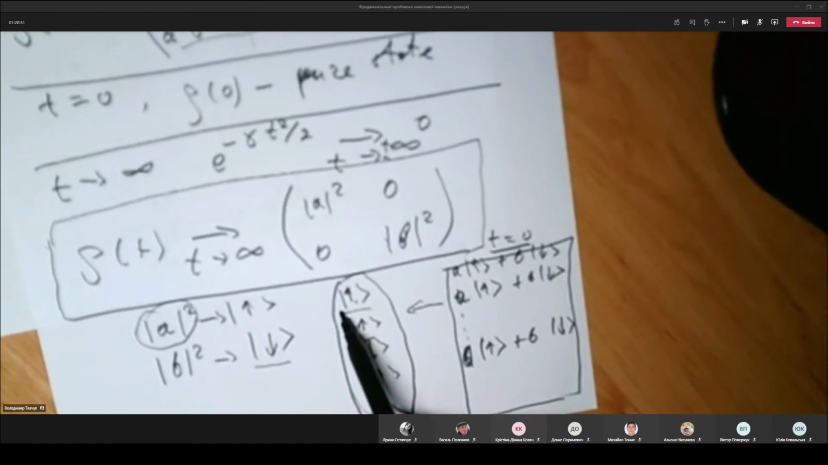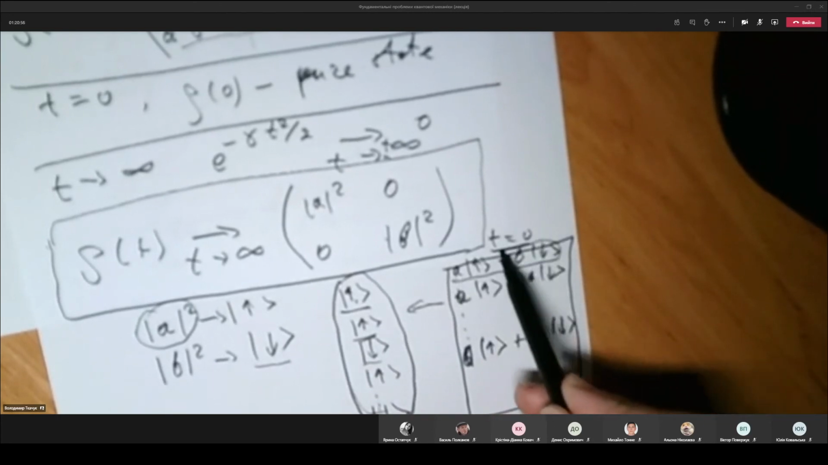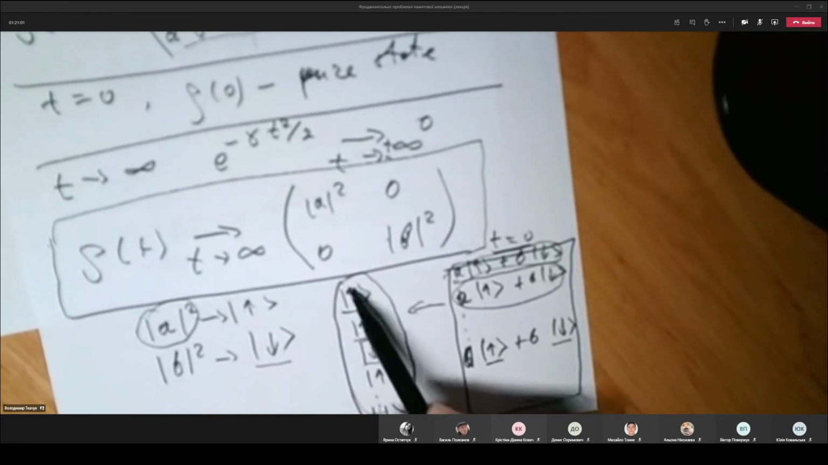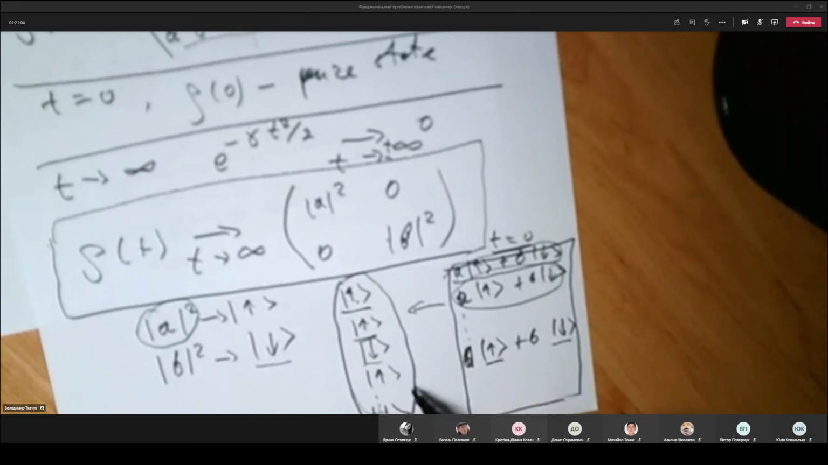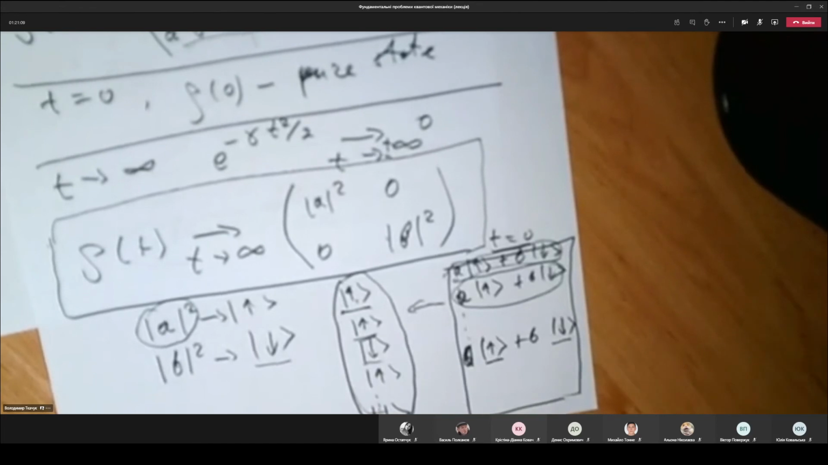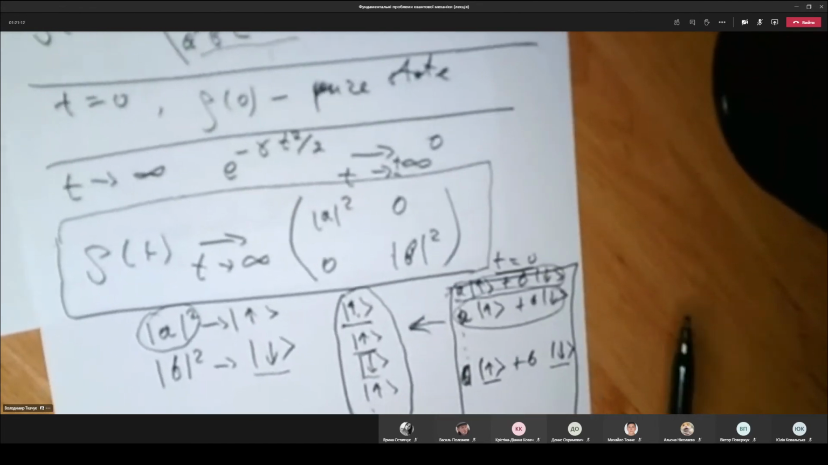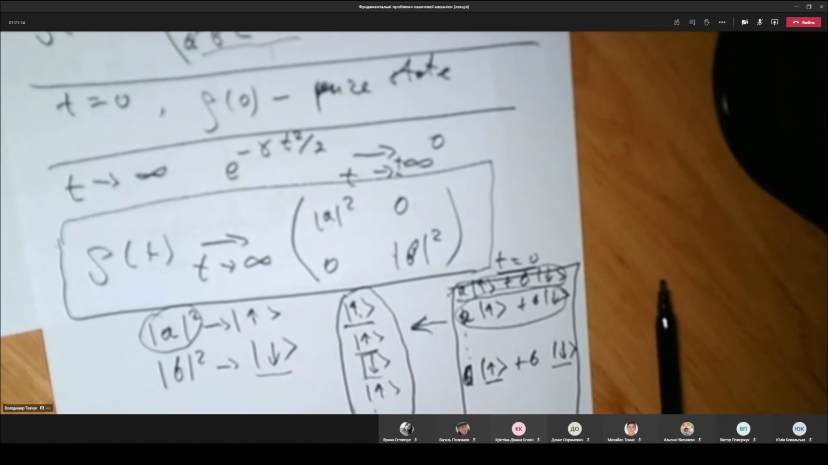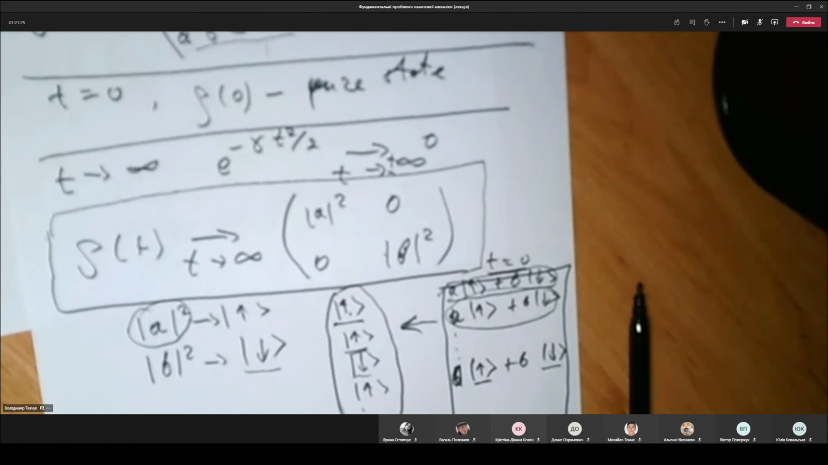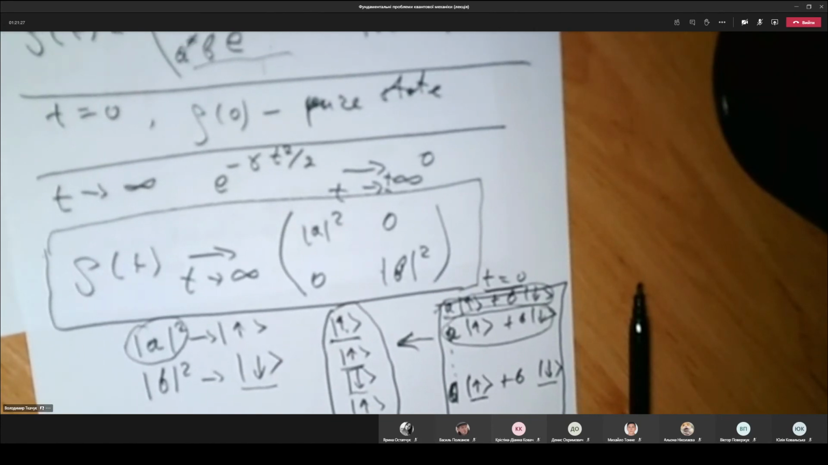We have arrow up or arrow down, and so on. But here we have a superposition of two states. At the initial time, we have a superposition, this one and this one. But after evolution, when time tends to infinity, we have no coherence, and such a process is called decoherence of quantum state. It's a very simple example where we obtain decoherence.